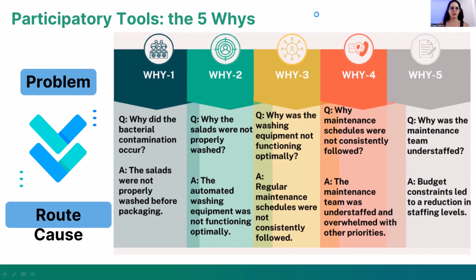the bacterial contamination that occurred, and you ask why. The first answer is the salad was not properly washed before packaging. Then you ask again, why? Because the automated washing equipment was not functioning optimally. Why? We have the third why. Because regular maintenance schedules were not consistently followed. Why? We have the fourth why. Because the maintenance team was understaffed and overwhelmed with other priorities.